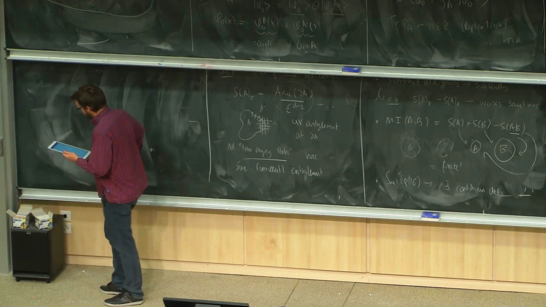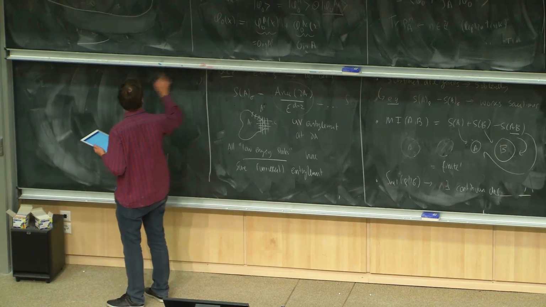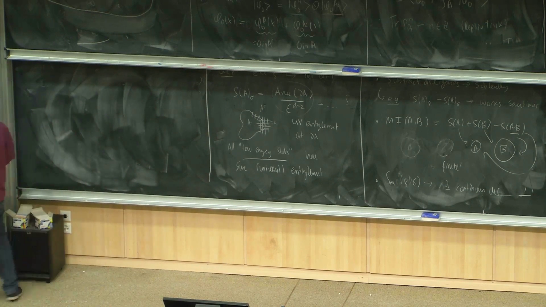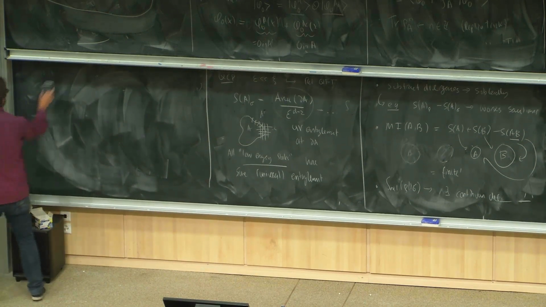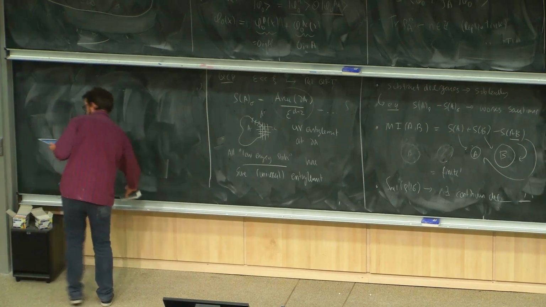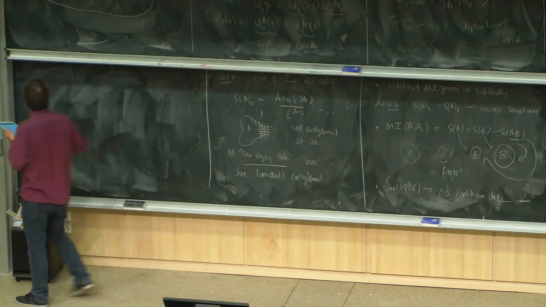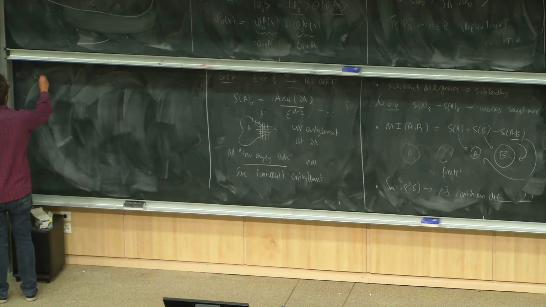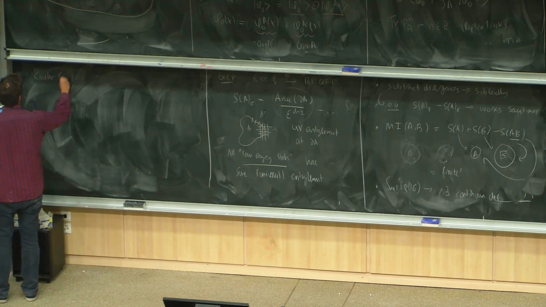The situations where we know how to calculate this operator, the reduced density matrix, are when there are some symmetries. The first case, the classic case, involves Rindler space, so I'll call it the Rindler case.